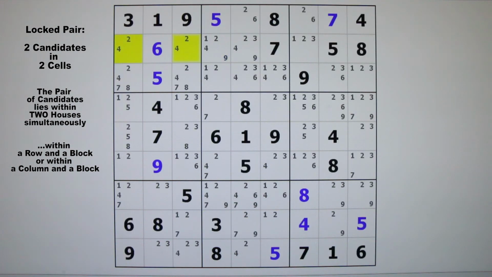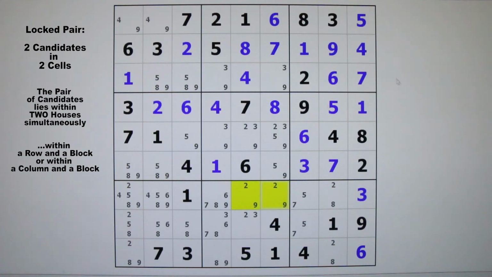All right, the next one, we have 4, 2, 4, 2, a naked pair. One of them has to be a 4, the other one has to be a 2. So you can eliminate the 4 and the 2 from the rest of the row, row 2, and you can eliminate the 4 and the 2 from the rest of the block, from block 1. That is a locked pair.